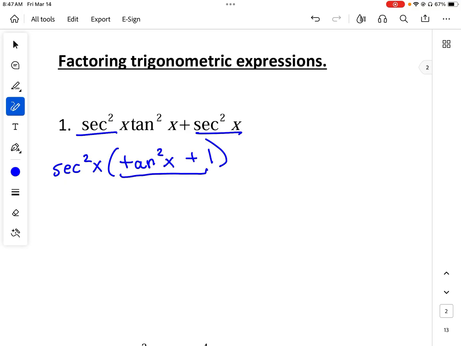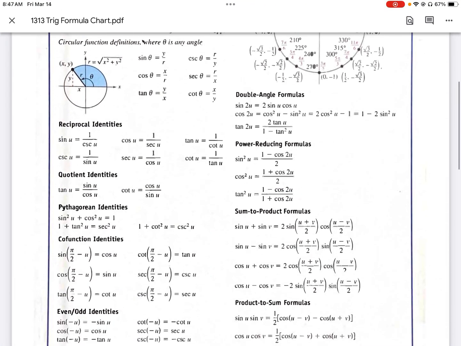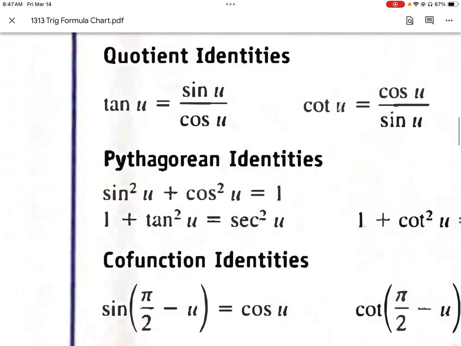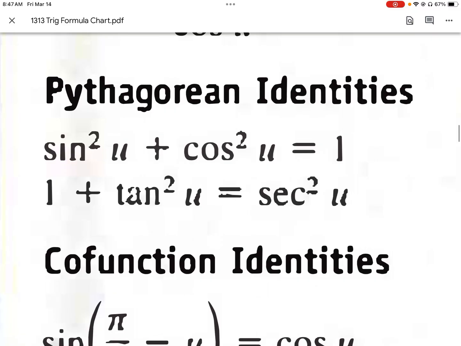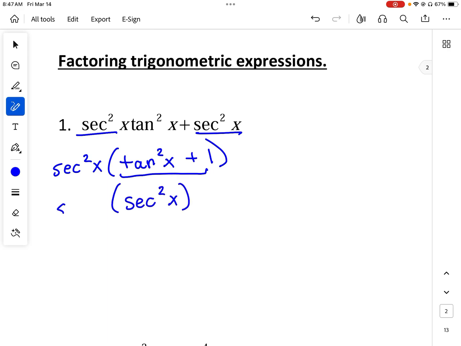Okay, let's see if we have this on our formula chart. Tan squared x plus 1. Oh, it's right here. So 1 plus tan squared u equals secant squared u. So I'm going to be able to write this as secant squared x.